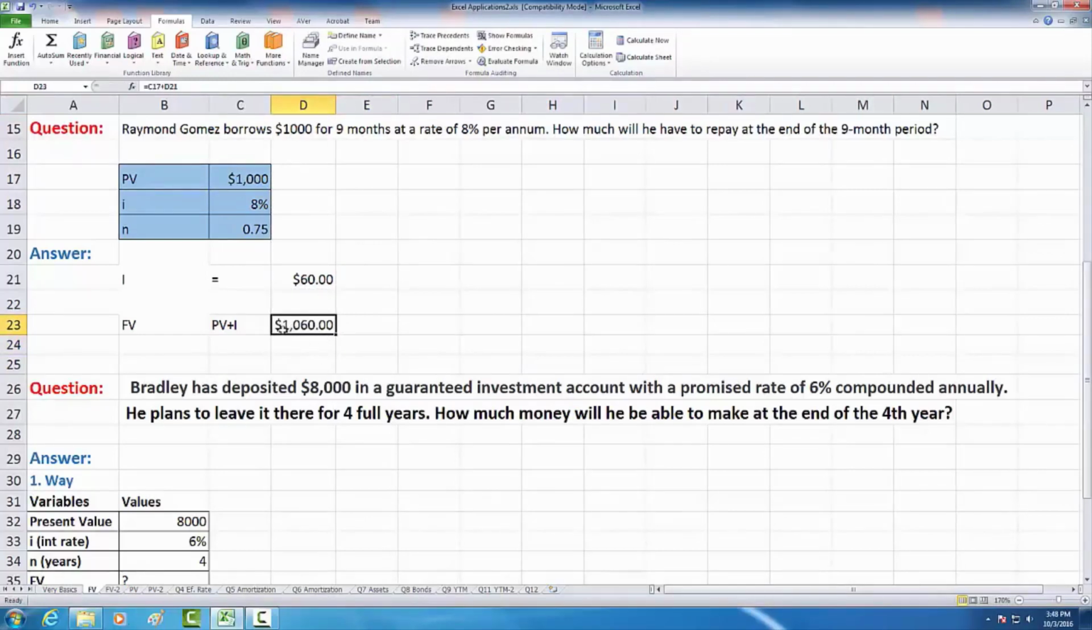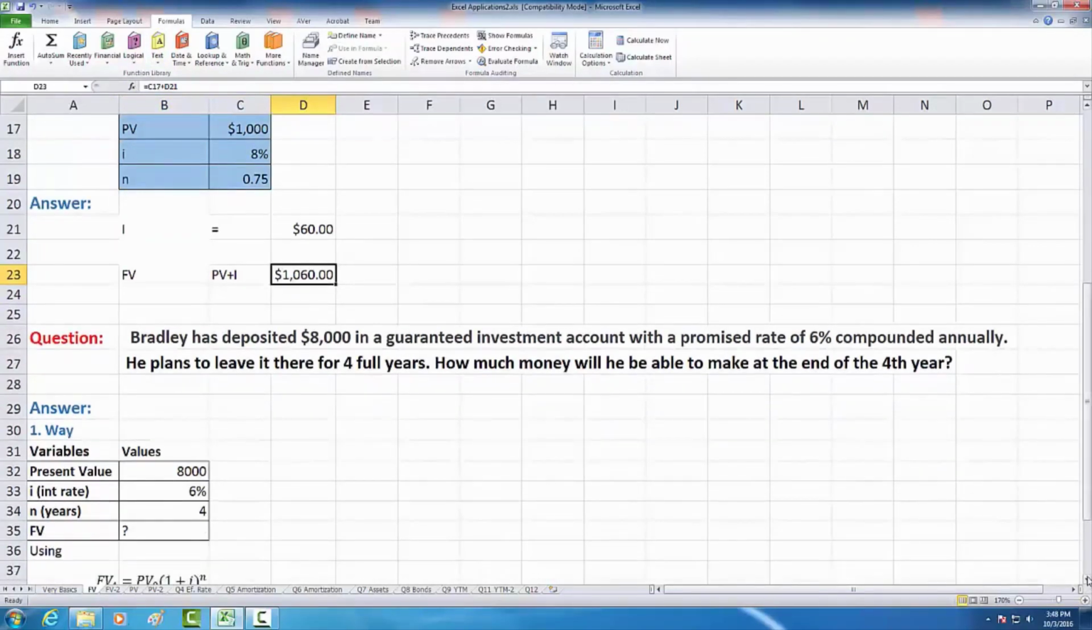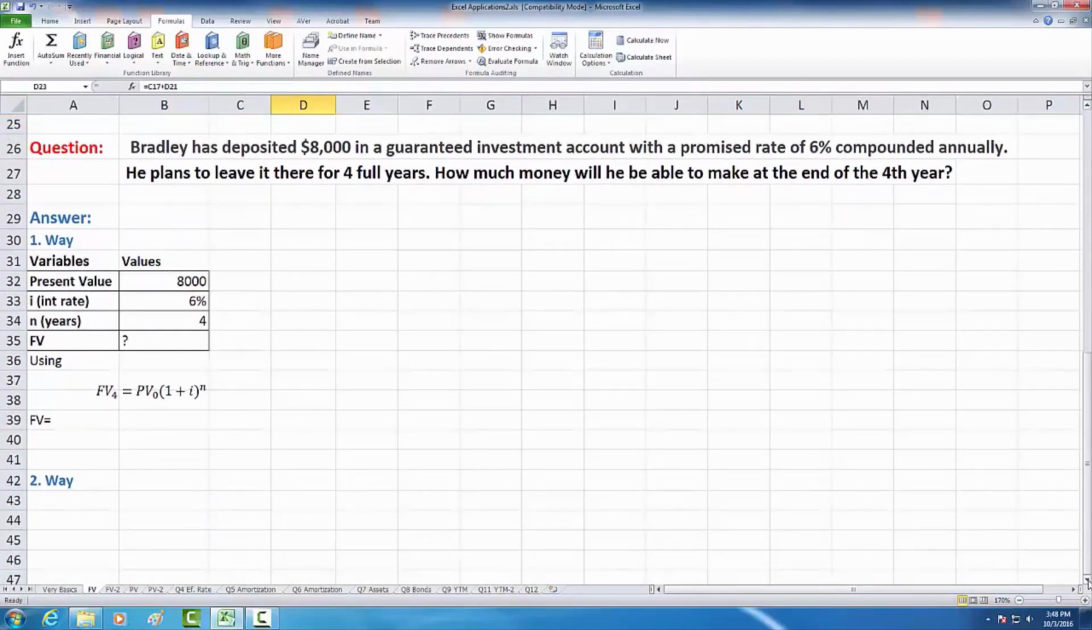So here is the answer, and here is the formula that we are using, so you can follow the details. Now let's switch to the third question in order to practice more.